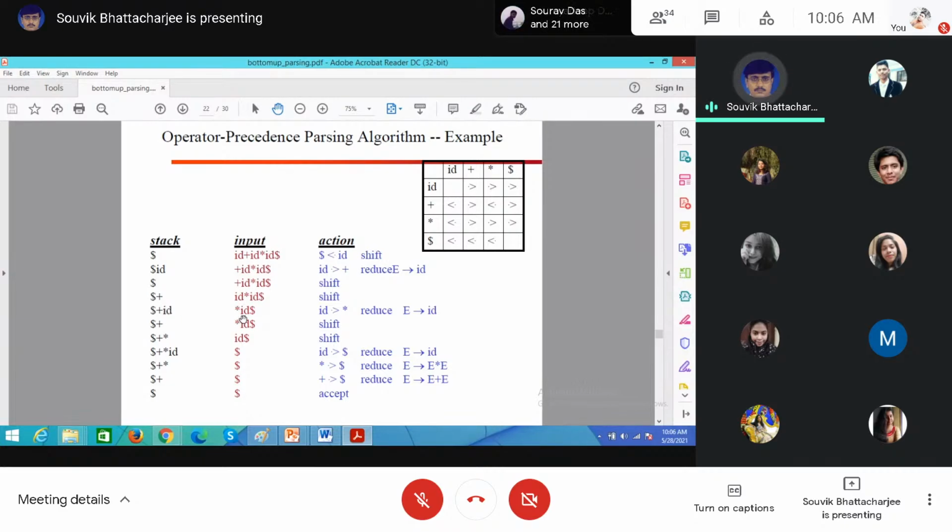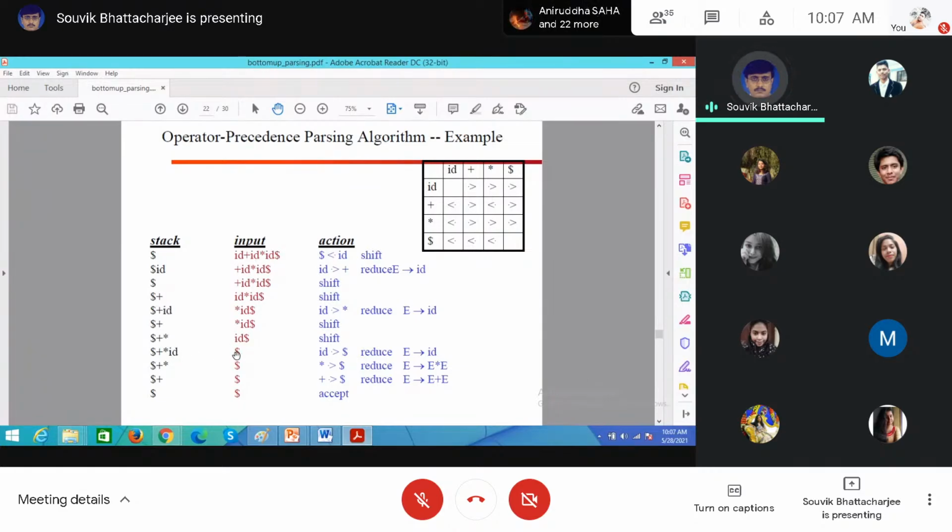Now ID and star, ID has greater precedence than star, that means it will be reduced. E produces ID. Now plus is there, and here you see star. Plus has less precedence than star, that is A has less precedence than B, so star will be shifted here. Now star and ID. In that case also A has less precedence than ID, that is B, then it will be shifted again.